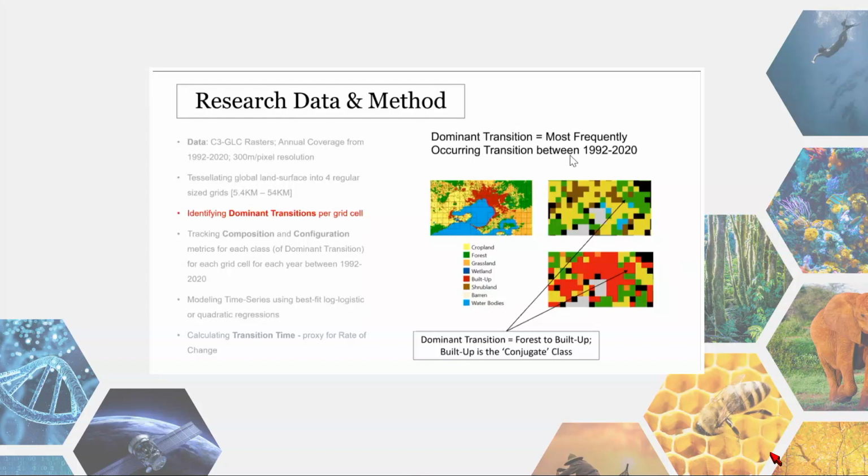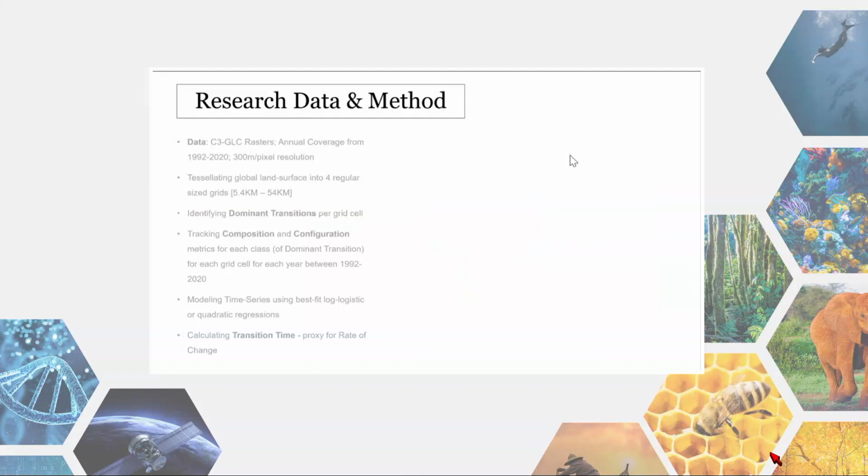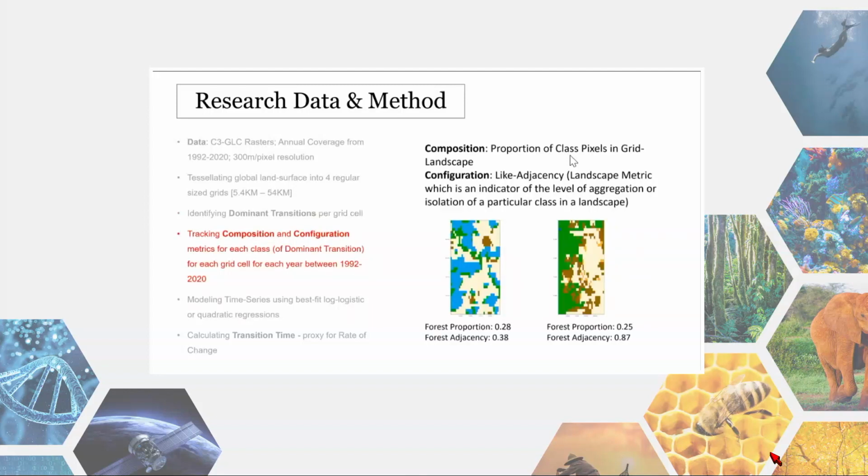As you can see in the image provided alongside, the 2 arrows are pointing towards a transition which has occurred from a forest to a built-up class, and therefore the dominant transition is identified as forest to built-up. Since forest is our focal class, all other land covers in conjugation with the forest class are referred to as the conjugate class.